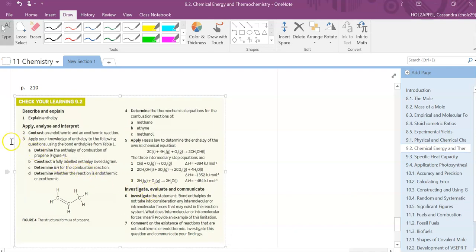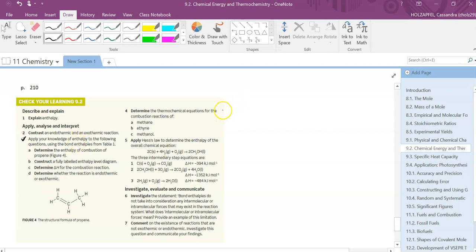So question 3 we actually went through in the previous video, if you want to go back and have a look at that one. So going through, I want you to explain what enthalpy is. And again, if you want to, you can go back and revisit my last video. I want you to contrast what an exothermic and an endothermic reaction is. So again, go back, check out my last video. I think that video will be really helpful for you.